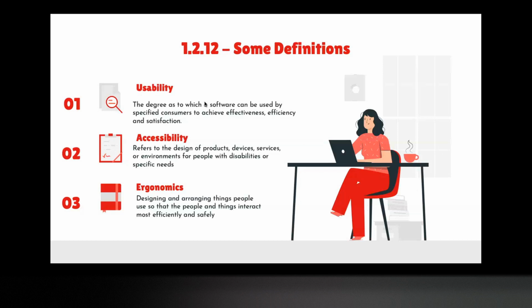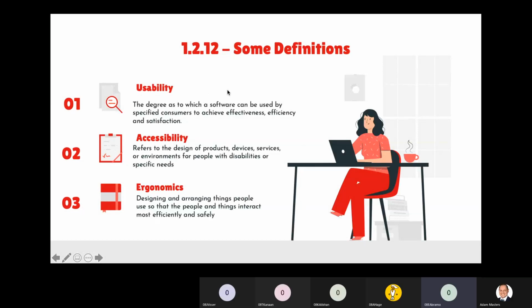So 1.2.12. This is just some definitions. Usability can be defined as the degree to which a software can be used by a specified consumer to achieve effectiveness, efficiency, and satisfaction. Accessibility refers to the design of products, devices, services, or environments for people with disabilities or specific needs. And ergonomics is designing and arranging things so that people use them and things interact more efficiently and safely. Ergonomics is basically to make sure users are comfortable when they use the device.